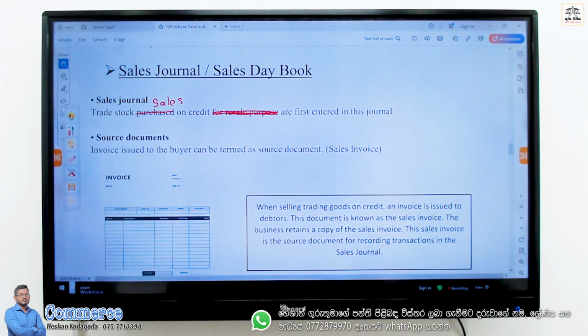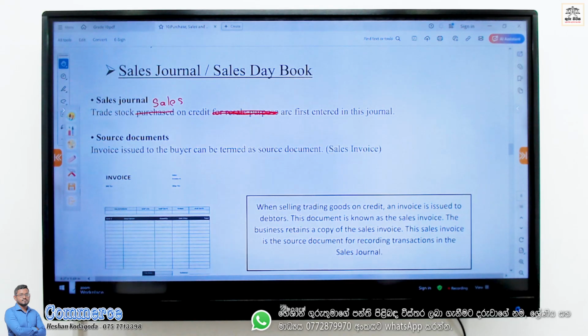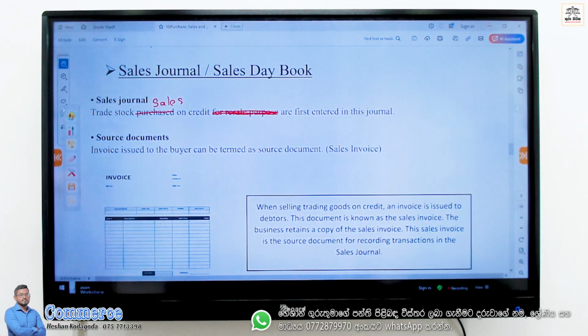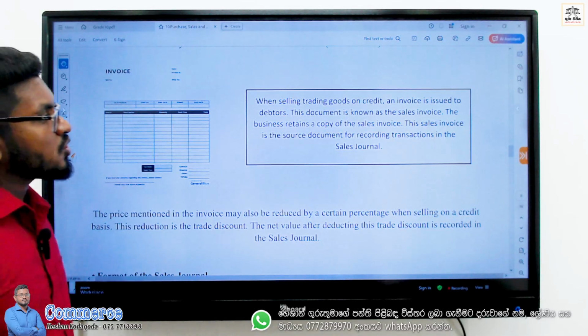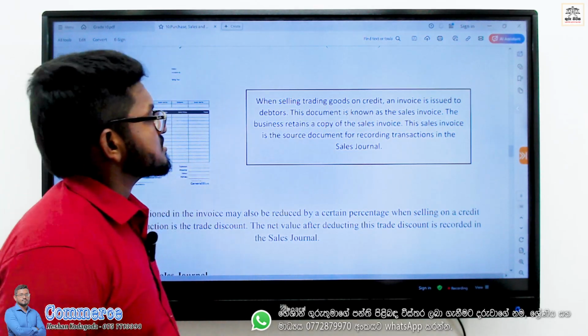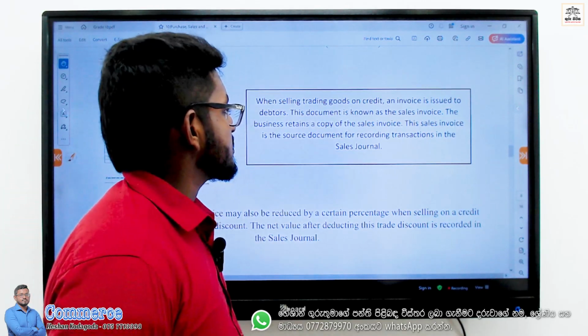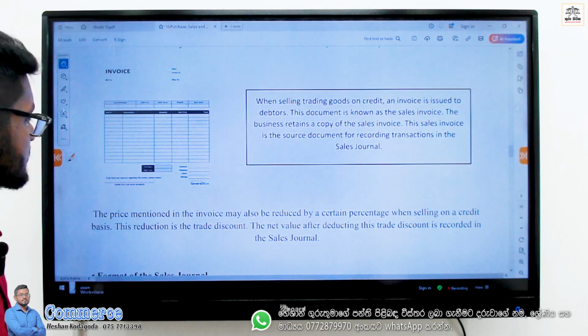Done. Source document. Invoice issued to buyers can be termed as a source document. It is the sales invoice. So you can see this is the invoice. When selling trade goods on credit, an invoice is issued to debtors. This document is known as the sales invoice. The business retains a copy of the sales invoice. The sales invoice is the source document for recording transactions in the sales journal.